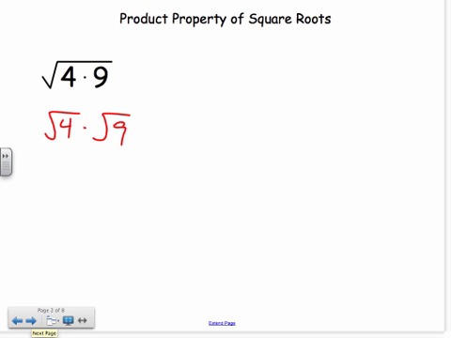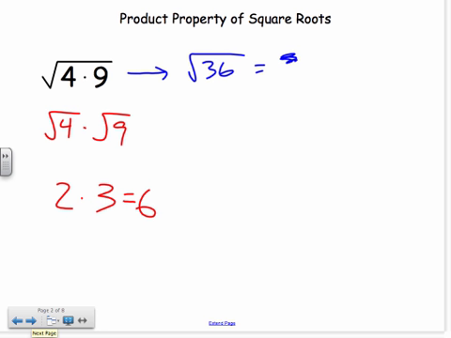Because if I look at this, the square root of 4 is 2, the square root of 9 is 3, and that equals 6. And I can check my work here, because really I'm supposed to do what's inside parentheses first. So I should do 4 times 9, which is 36, and the square root of 36 is 6. And those match up, right? 6 and 6. So it works. I'm able to split my square root bar up when there's multiplication.